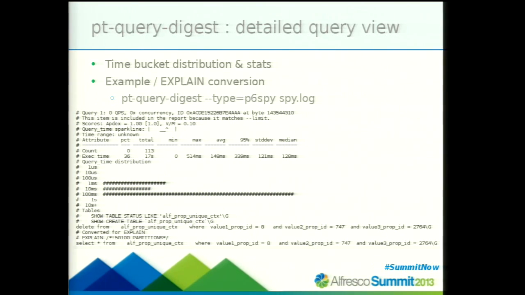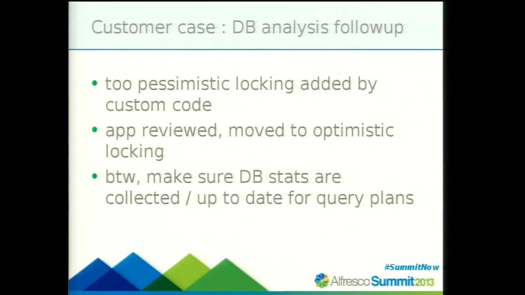So they could just give it to the DBA and say, give me the explain plan for that query. So that's pretty useful. And that works, obviously, independent of Alfresco. It's completely Java related. So in that example, we reviewed the code, and we found out that they were adding too much pessimistic logging in the custom code, which was resulting in a lot of pressure on the DB to handle those locks. So basically, we reviewed the app, moved to optimistic locking, and the problem was solved, both the front-end problem and the DB problem, and then the performance was acceptable according to their requirements.